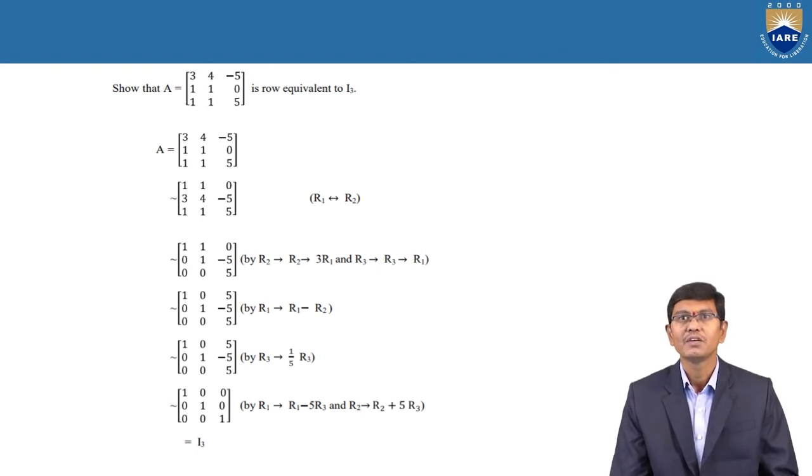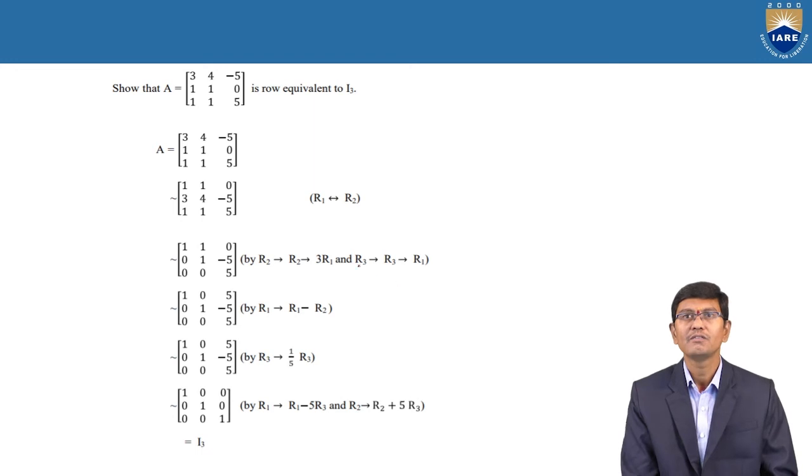Next example: show that the matrix 3 4 minus 5, 1 1 0, 1 1 5 is row equivalent to I3. That means the matrix is reduced to normal form in the form of I3, so the rank of the matrix is 3 only. Therefore, on this matrix, A is equal to 3 4 minus 5, 1 1 0, 1 1 5 only.